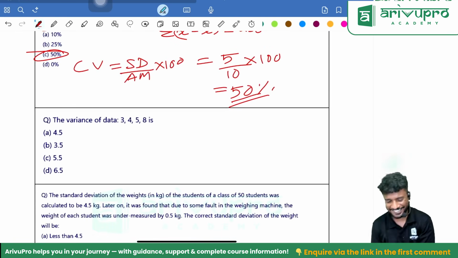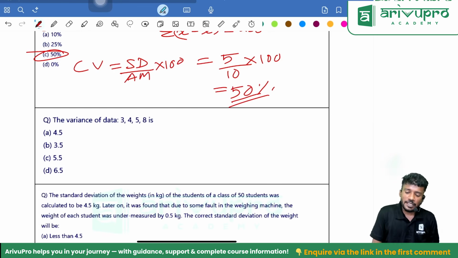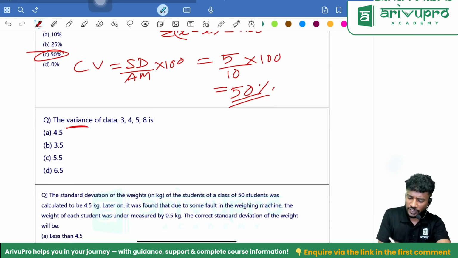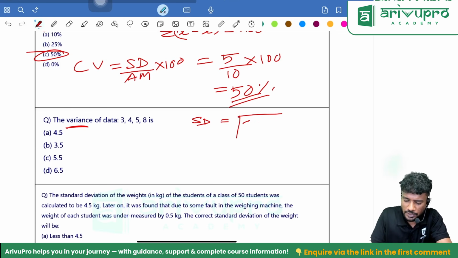Now, the variance of the data 3, 4, 5, 8 is what? In order to find variance, you need to find the standard deviation. What is the formula for standard deviation? You can use the second formula, that is root of sigma x square divided by n minus x bar the whole square.